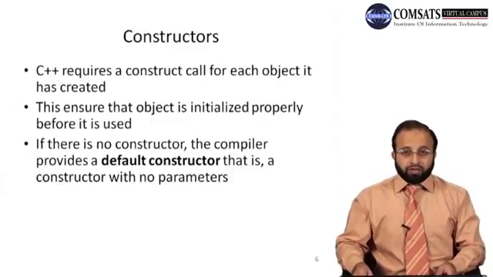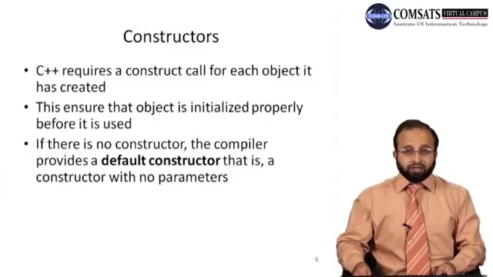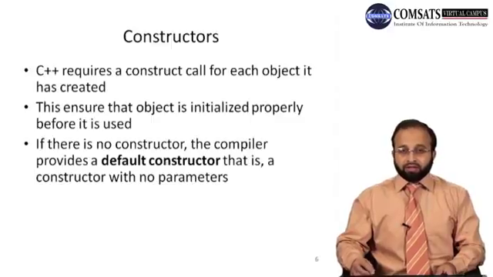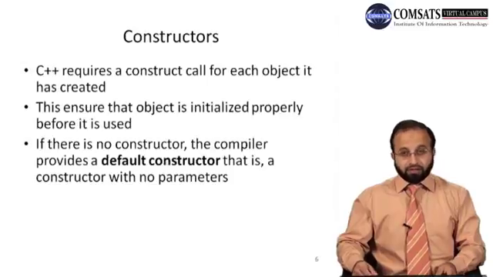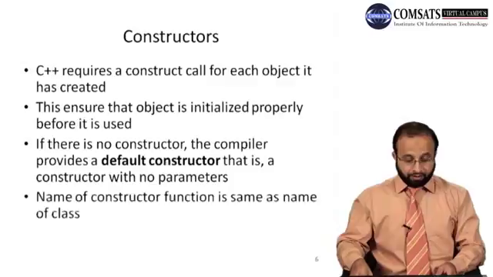You make sure of this by having a constructor in the class definition and initializing within this constructor the private data members of that object, so that whenever a new object of that class is created, the constructor is called and the private data members of that object are initialized with some values. If there is no constructor, the compiler provides a default constructor, that is a constructor with no parameter. The name of the constructor function is the same as the name of the class.